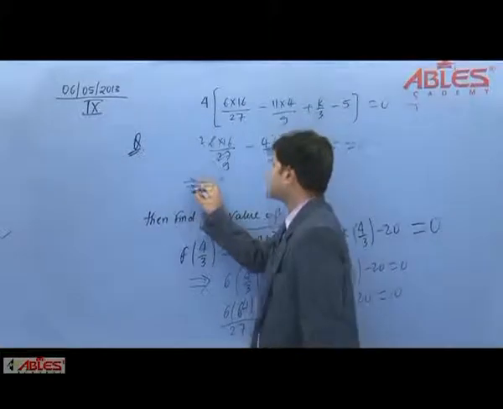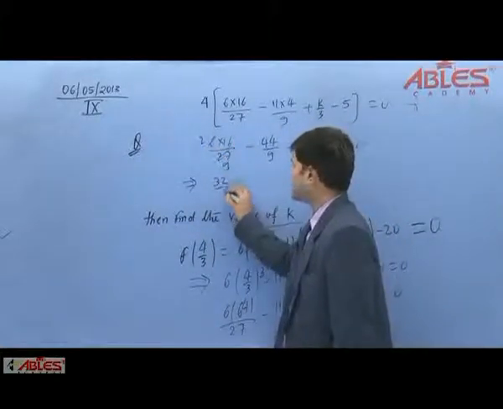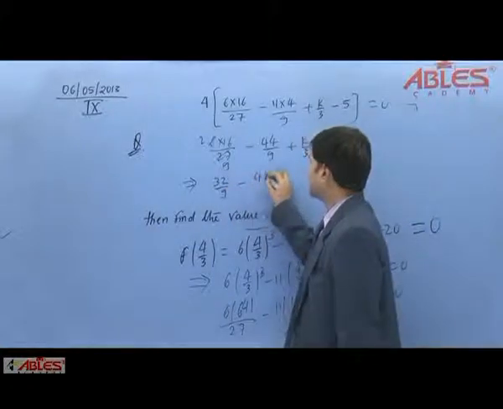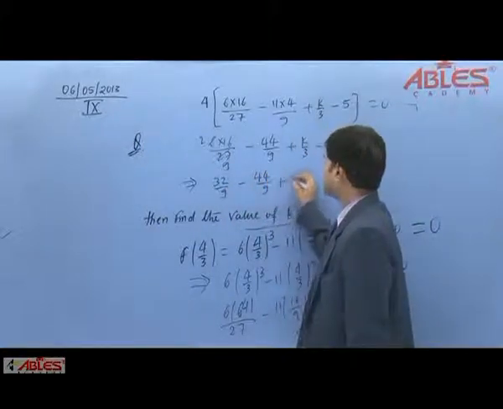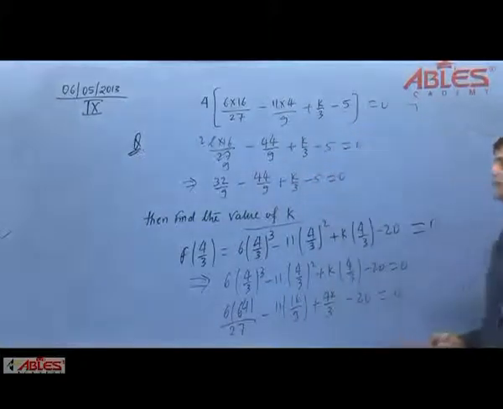So in this way, in the next step you will get 16 into 2, that is 32 upon 9 minus 44 upon 9 plus k upon 3 minus 5 equals to 0 we are getting here.